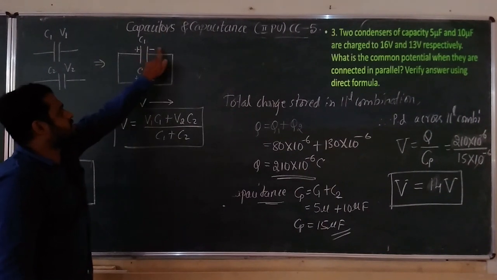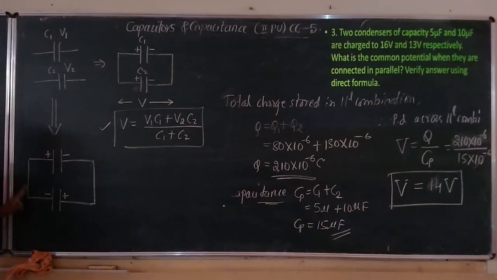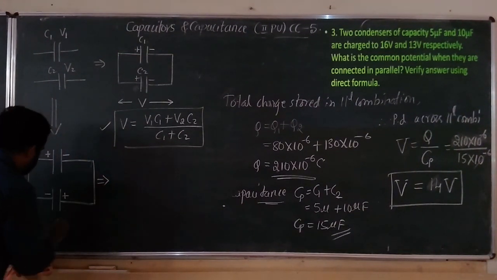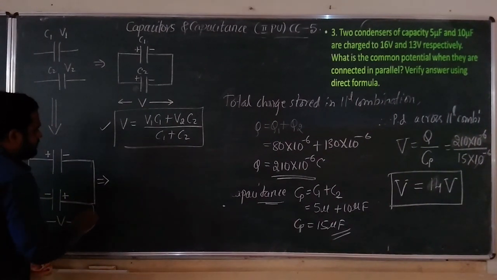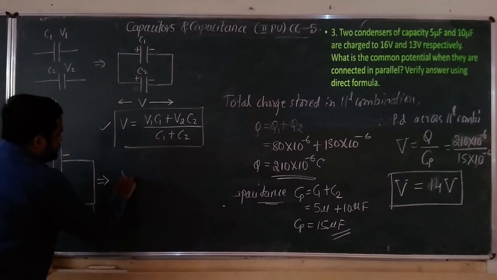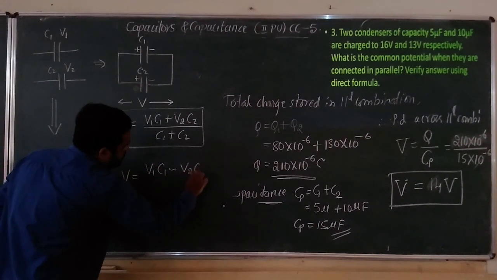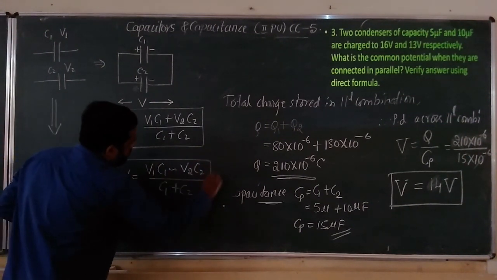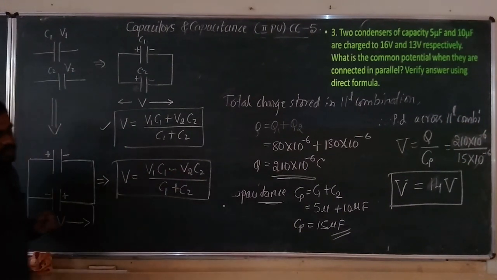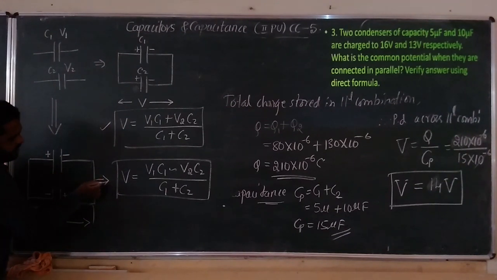Positive plates are connected together, negative plates are connected together. This is the formula. If the positive plate of one is connected to the negative plate of the other, then the common potential difference across the combination is given by V is equal to (V1 C1 minus V2 C2) divided by (C1 plus C2), with a difference instead of a plus. So this is when capacitors are connected in parallel like this.